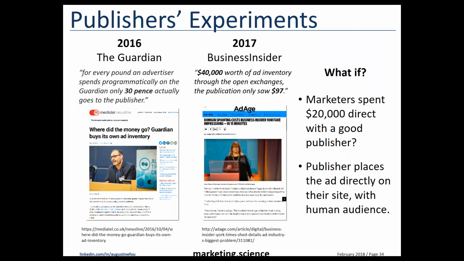So imagine a world where the marketer spent the money and it goes direct to the publisher. Again, it can be directly purchased from the publisher but still be placed programmatically using programmatic technology. But in this case, the buyers know they're buying from the good publisher because they paid them directly and gave them the ad creatives to run. And when they're buying from a good publisher, they know they have good human audiences.